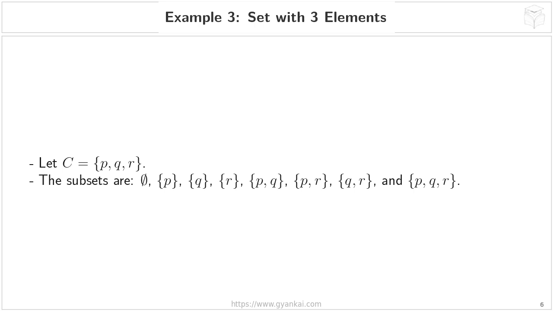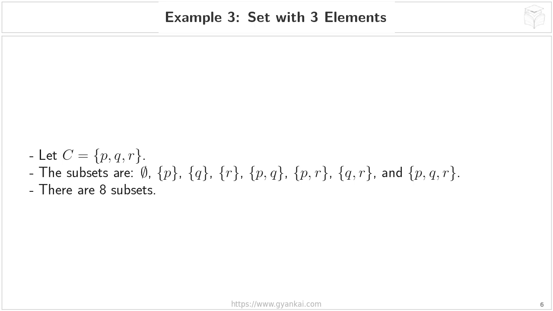We can have the set containing P and Q, the set containing P and R, and the set containing Q and R. Finally, we have the set containing all 3 elements, P, Q, and R. If we count all of these subsets, the empty set, the single element sets, the 2 element sets, and the set containing all 3 elements, we find that there are a total of 8 subsets.